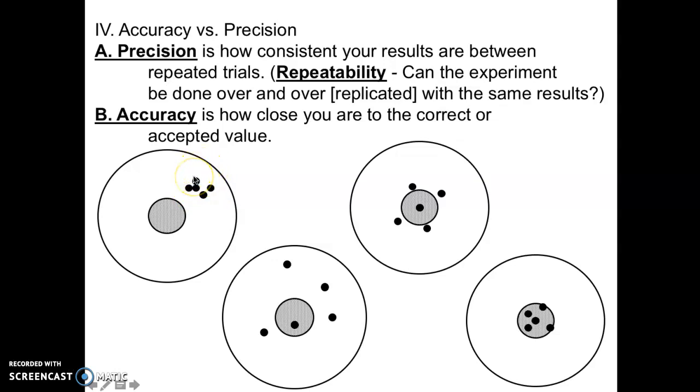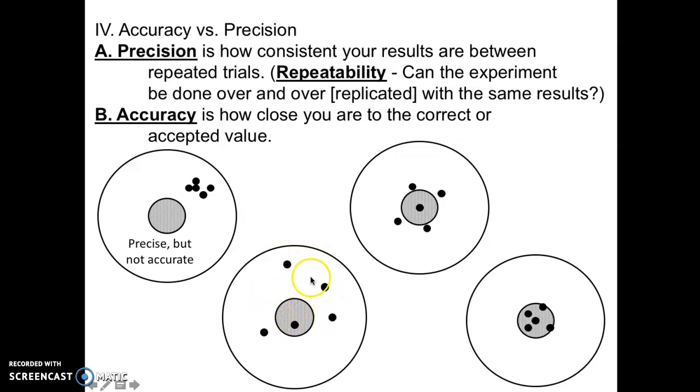In science, that might be like a scale that is malfunctioning. It's always 5 grams off. Well, no matter how hard you work with that, you may get the same answer every time. You think, oh, I'm getting consistent answers, but they're always off by 5 grams, and that's going to mess up your results. So we would say that this one is very precise, but not accurate.